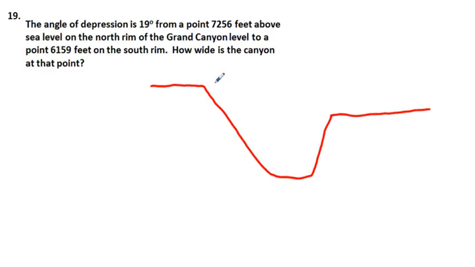And so you're interested in this, and it says how wide is the canyon at that point. You can interpret the width as the horizontal distance, but since that's a matter of judgment, I am going to call it the direct distance, a direct line of sight, which is going to change which ratio we use. The height at the top is 7,256 feet in elevation, and at the south rim you have 6,159 feet.